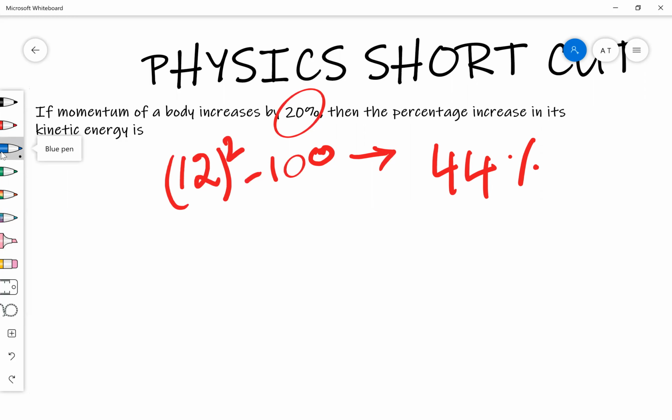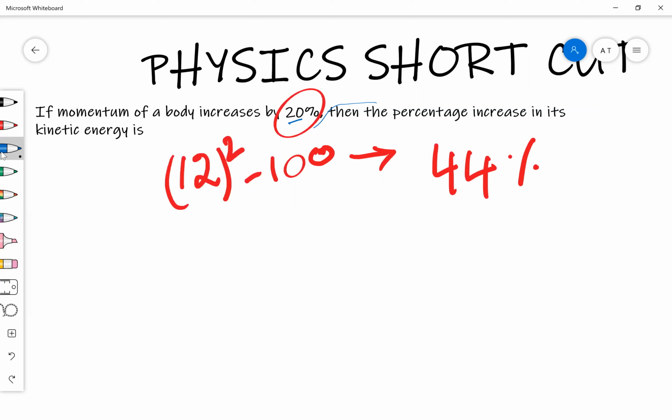So again, let me explain. See, looking into this 20%, just before this 2, add 1, square it, and minus 100 gives you the answer.